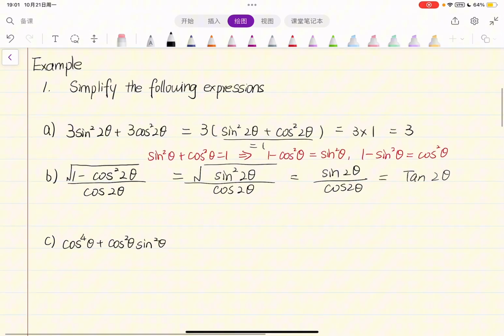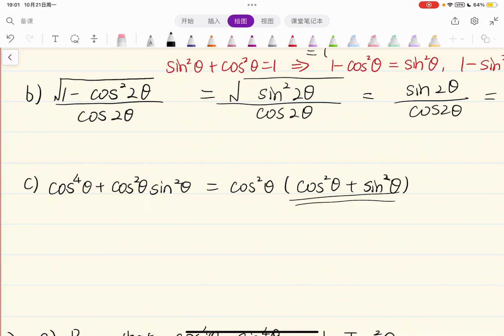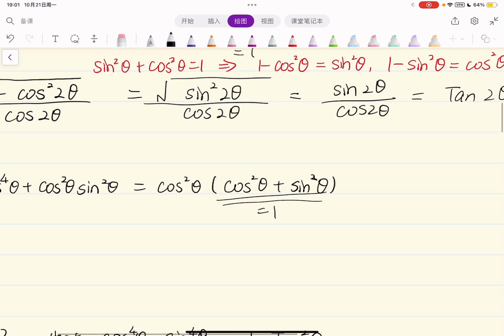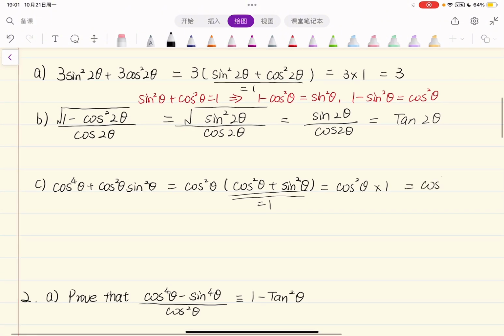Now for part C, we have cosine to the power of 4 theta plus cosine squared theta times sine squared theta. We can take out the common factor, that is cosine squared theta. And bracket, cosine squared theta plus sine squared theta. We know that cosine squared plus sine squared equals 1. So we write down that it equals cosine squared theta times 1, which equals cosine squared theta. Right?